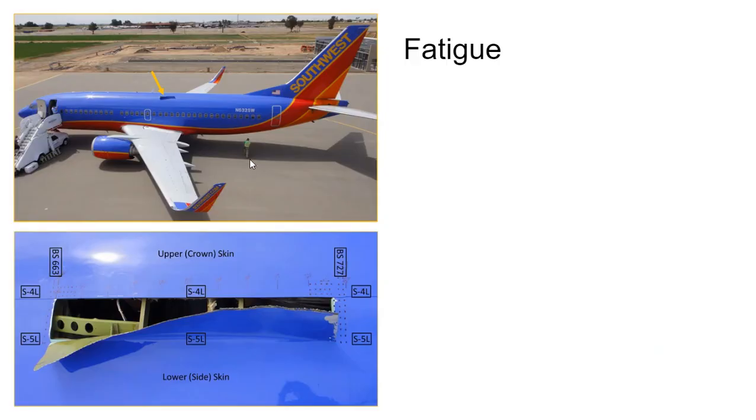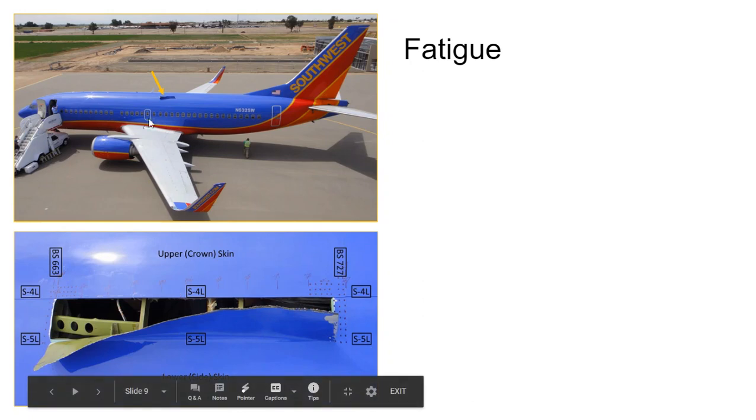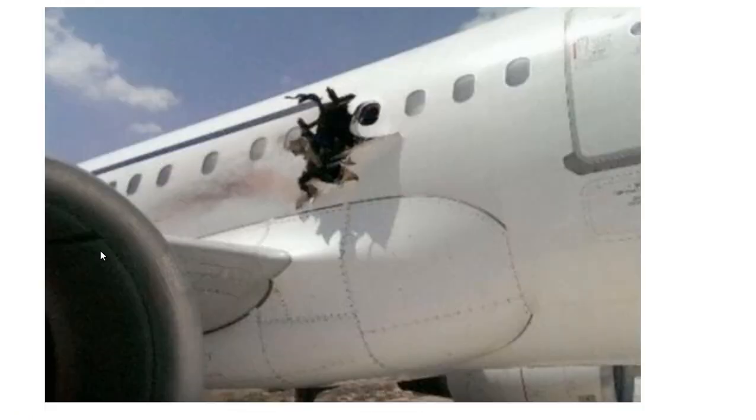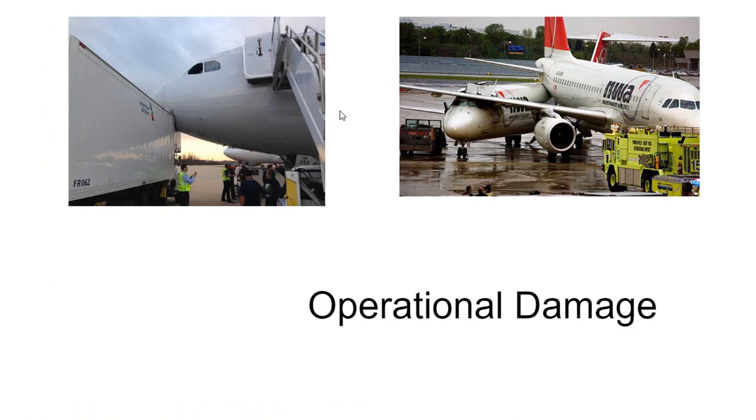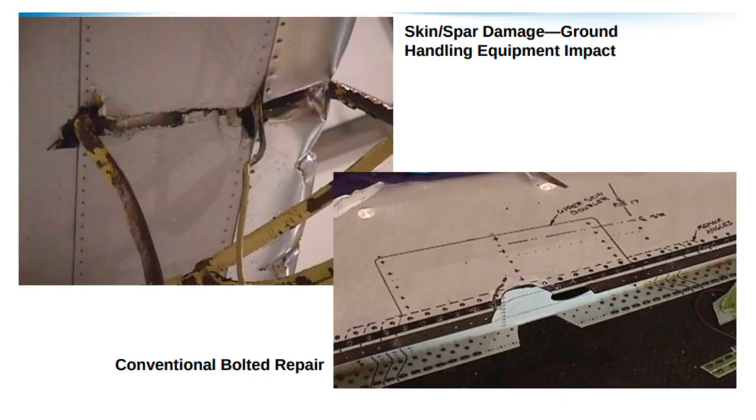Fatigue is another problem. The whole part of the top of the fuselage section broke off in flight. And this is a puncture of the skin in flight. And we have standard operational damage: aircraft colliding with a truck, the baggage truck, the catering truck hitting the aircraft. Even the tow truck also hits the aircraft. Either they hit the aircraft or the aircraft hits them.